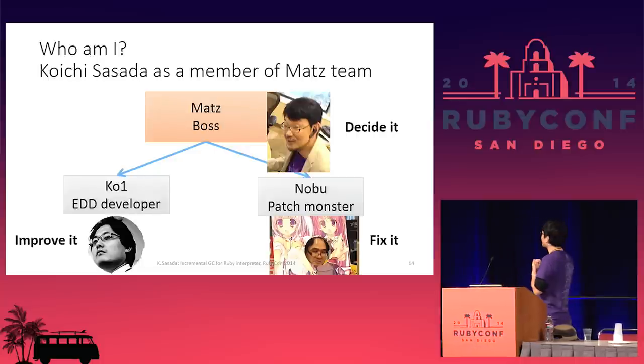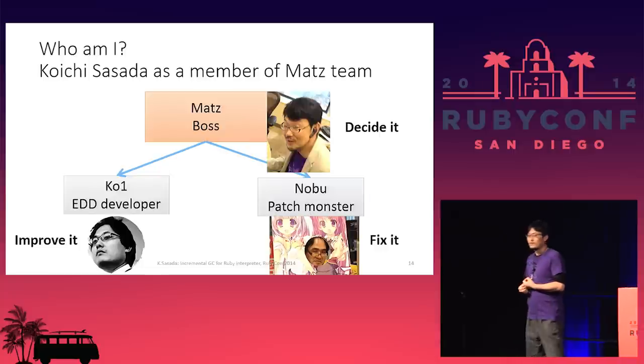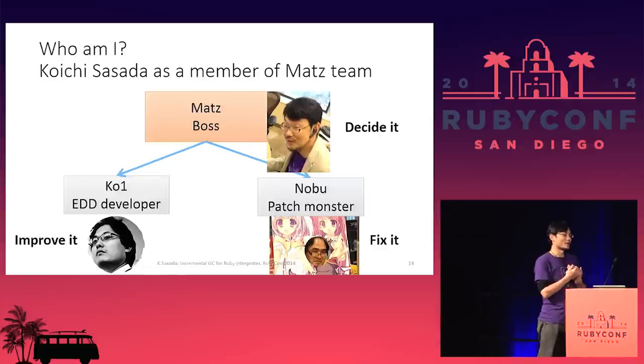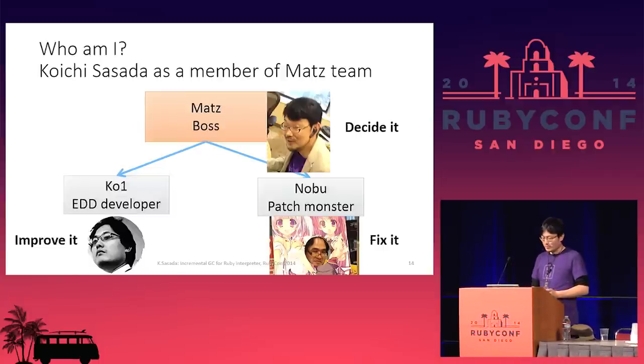This is our Matz team. Matz is our boss, and he decides everything. And Nobu, yesterday there was an Ask Nobu BOX session. Nobu is a well-known patch monster, a great Ruby interpreter developer, with so many fixes made by himself. And the last one is me. My main concern is to improve the performance.